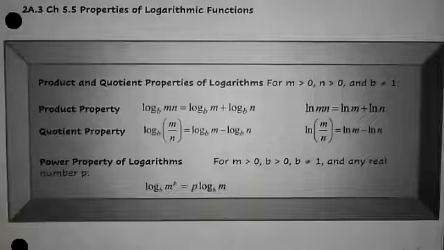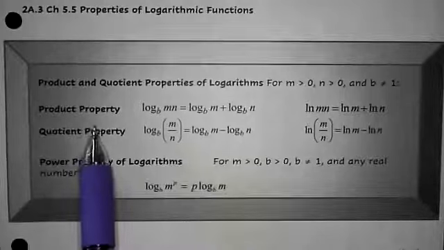In Algebra 2, you learned three important properties in expanding and condensing logarithms. Today, we're going to review those. These are the three properties you have to know in order to take it from a single logarithmic equation to an expanded form, or from an expanded form to a single logarithm.